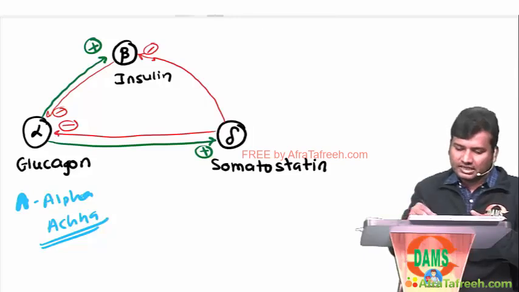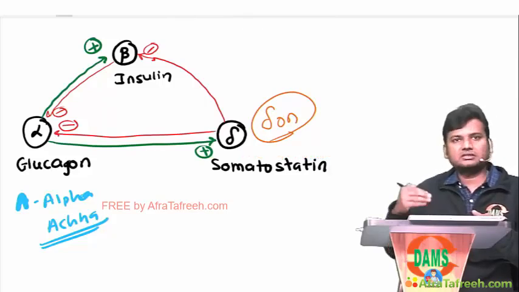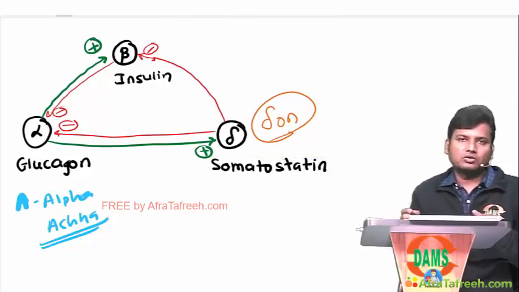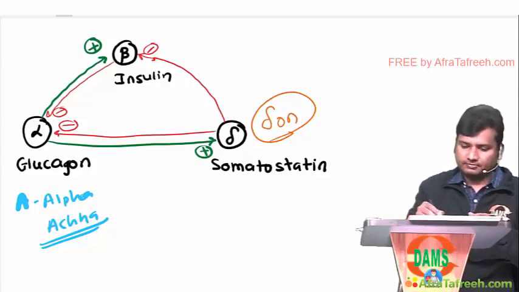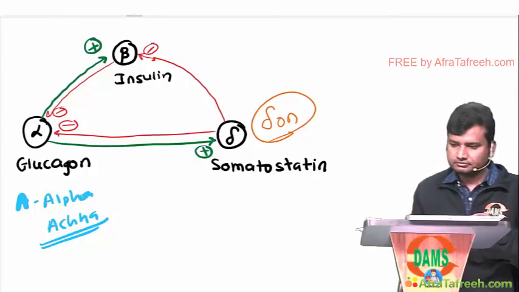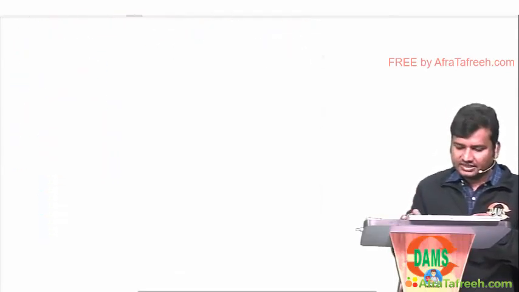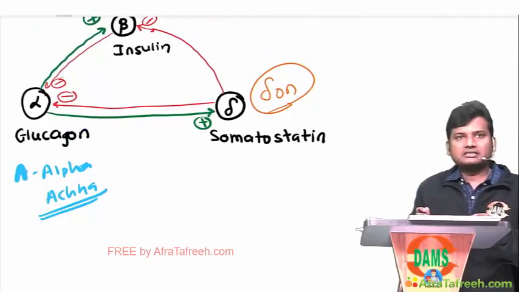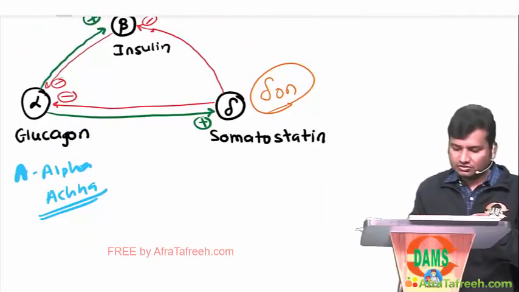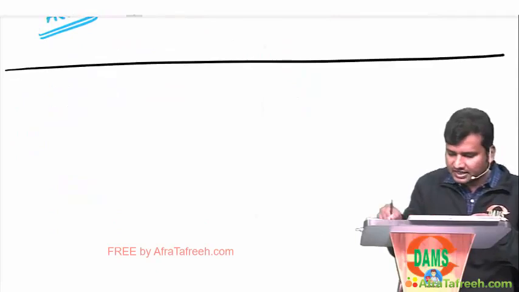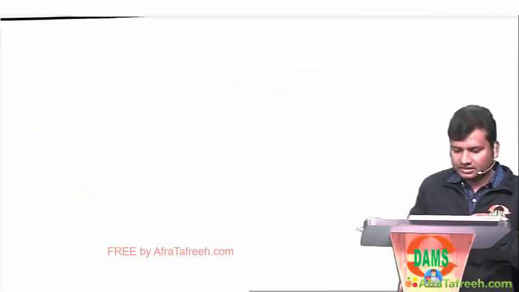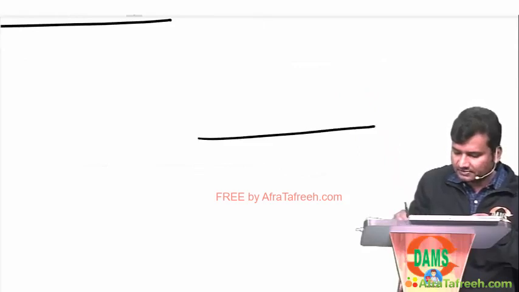D for delta, D for dawn. And dawn always inhibits others, and no one can inhibit dawn. Now, after understanding this, we will see the exact mechanism of secretion of insulin. To understand the exact mechanism of secretion of insulin, we will draw a very big beta cell.